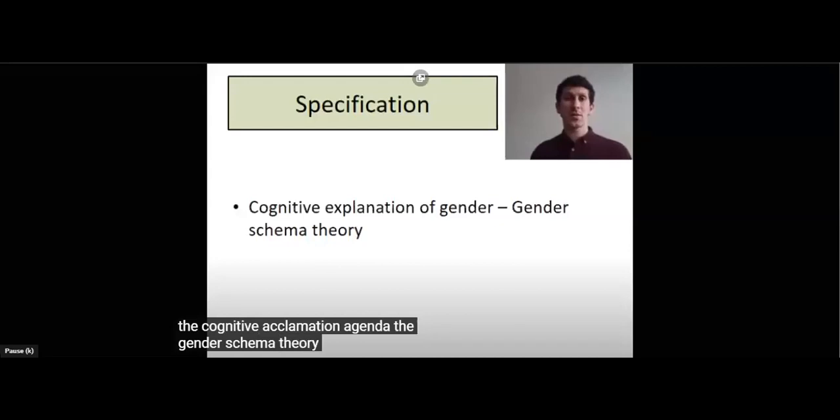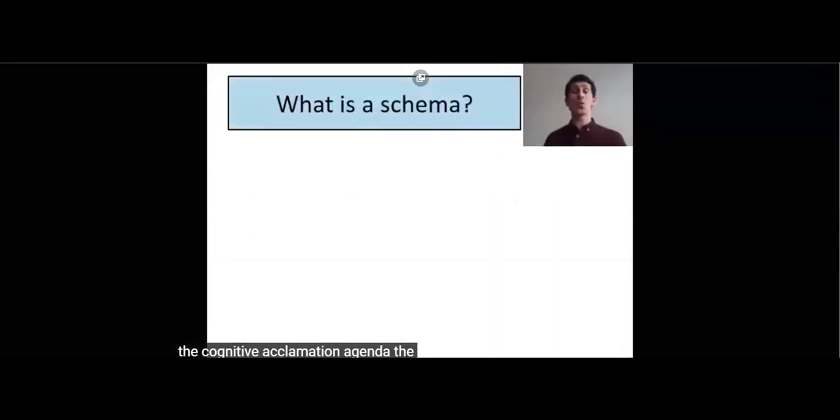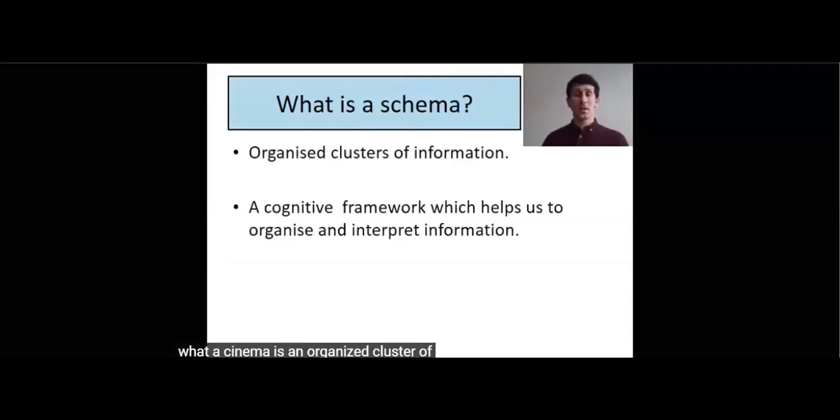Gender schema theory. So what is a schema? Well, a schema is an organised cluster of information. It can otherwise be referred to as a cognitive framework which helps us understand and interpret information. So what is a gender schema?